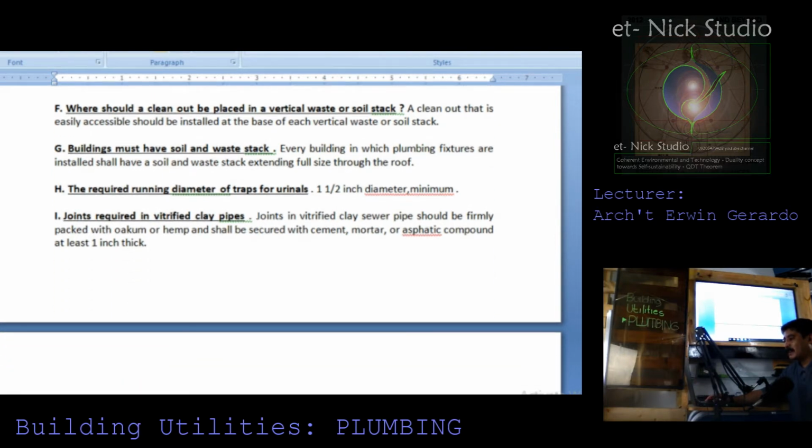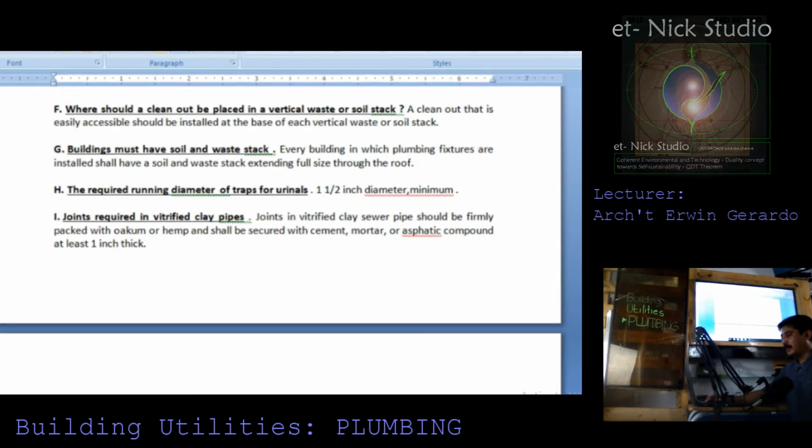Where should a cleanout be placed? In a vertical waste or soil stack. A cleanout that is easily accessible should be installed at the base of each vertical waste or soil stack.